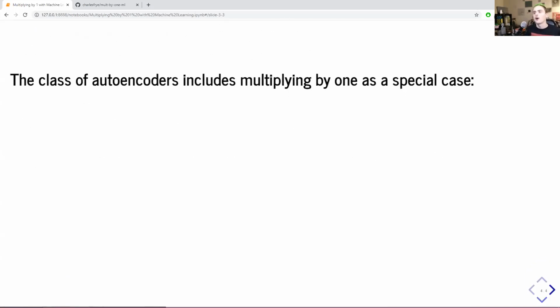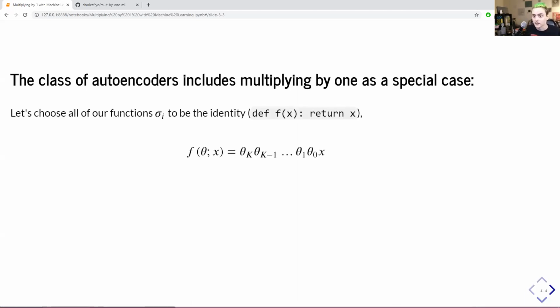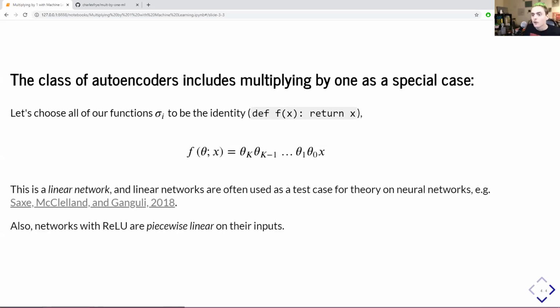So the case of autoencoders includes just multiplying numbers by 1 as an important special case. If we just take all of those functions to be the identity, just take all the nonlinearities out of our neural network, we'll end up with something called a linear network. And I'm not the only one who likes to use linear networks as a test case for doing theory on neural networks. There's a nice paper by Saxe, McClelland, and Ganguli about what we can do to understand not only how neural networks learn, but actually a little bit of the psychology of how animals and humans learn, just by studying what happens in linear networks.